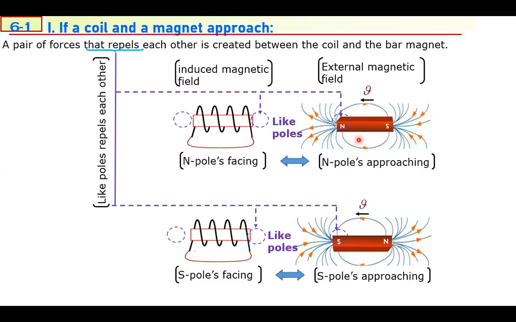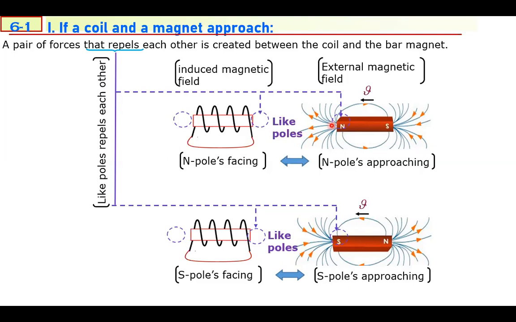If this coil and this magnet relatively approach, as I showed with the direction of V to the left, this bar magnet is approaching the coil. A bar magnet approaching a coil, or a coil approaching a bar magnet, relatively approaching means this. A pair of forces that repel each other is created between the coil and bar magnet. That is, the coil's magnetic field and the bar magnet's magnetic field repel each other.